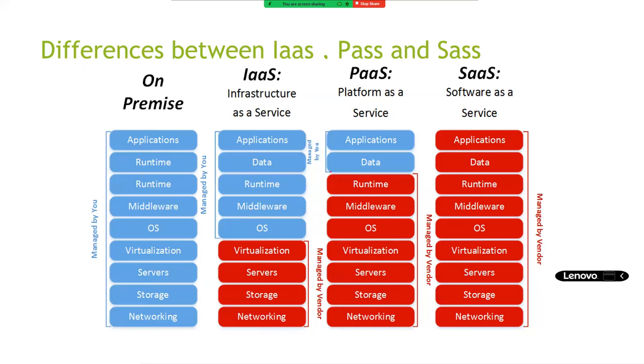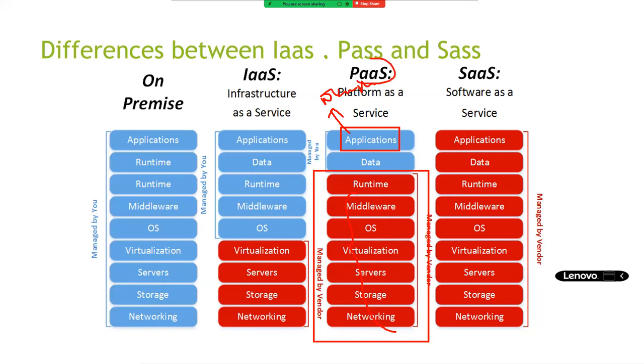Next, platform as a service. Runtime, platform, and the infrastructure are provided, and you have to take care of your application. You need not worry about what type of application you are deploying, might be Java, .NET, PHP, or Python, whatever it is. That is platform as a service.